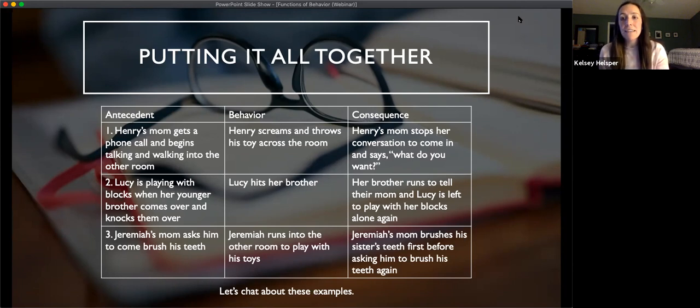Yep. So I think it's easy to assume that he was probably doing something preferred whenever mom asked him to come to the room and brush his teeth. So really here, and why I wanted to provide an example like this, is the function could be multiple things. Jeremiah could just want more time with his toys, but somebody also said he could be avoiding brushing his teeth. So maybe it doesn't matter what he's doing in the moment. Maybe every time mom asks him to come and brush teeth, he just does not want to do that. So that's the importance of writing ABC data down, because it really gives us that clear picture of why it could be happening.